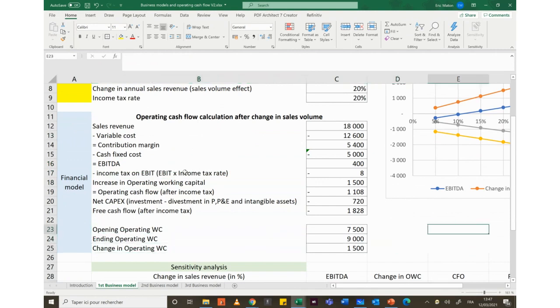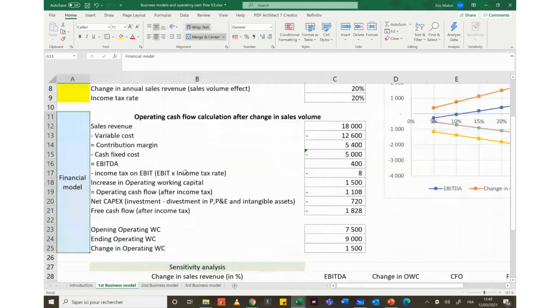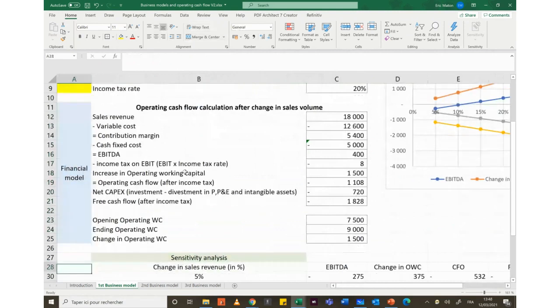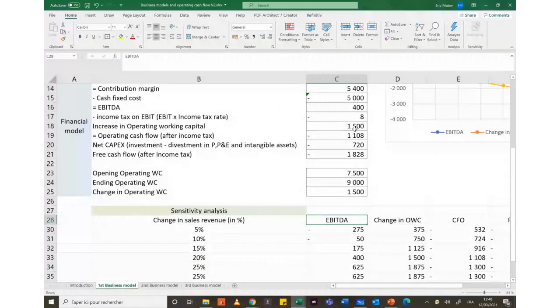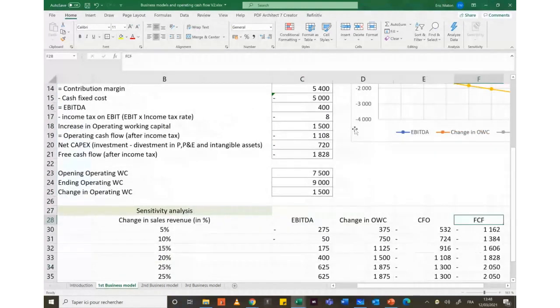So here is no more EBITDA, but I don't think I can change it. I will see if I can change the name. So yes, we continue with the EBITDA and operating cash flow after tax.